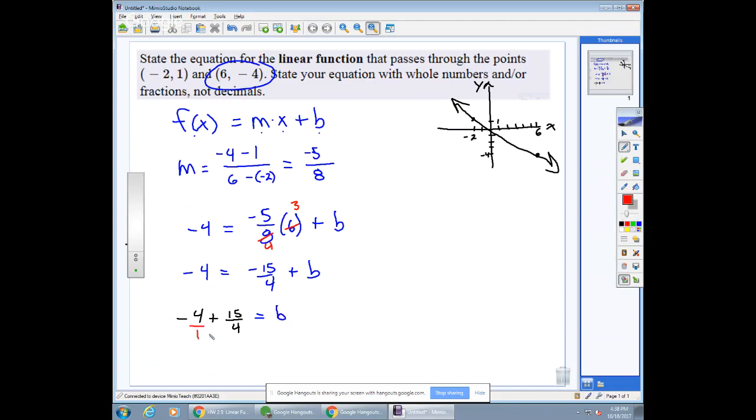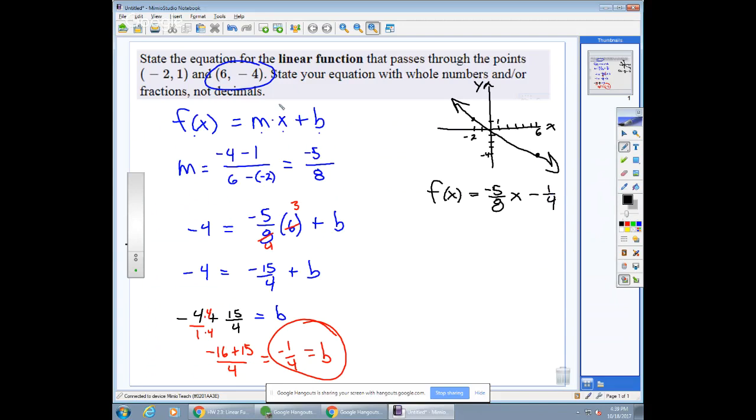I would view that as 4/1. 4 is the denominator I want, so I'm going to have to multiply top and bottom by 4 to make that happen. So what's that give me? -16 plus 15 over 4, which is -1/4. So that's what I think b is, which, hey, that's near the origin. That looks reasonable to me. So I'm pretty sure the linear function for these points is f of x equals -5/8 times x minus 1/4.